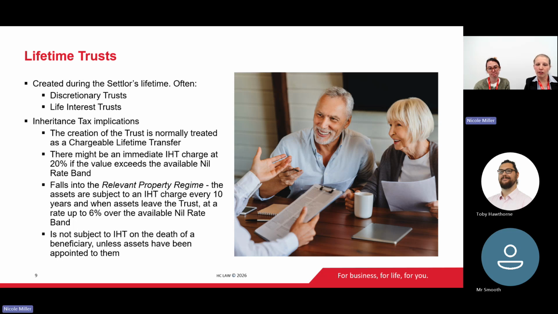Looking at lifetime trusts now, those ones we've spoken about are all generally created on death, but a settlor, this is the person that creates a trust, can also create discretionary trusts and life interest trusts during their lifetime. The inheritance tax implication of creating a trust is that the creation of the trust is normally treated as what we call a chargeable lifetime transfer.